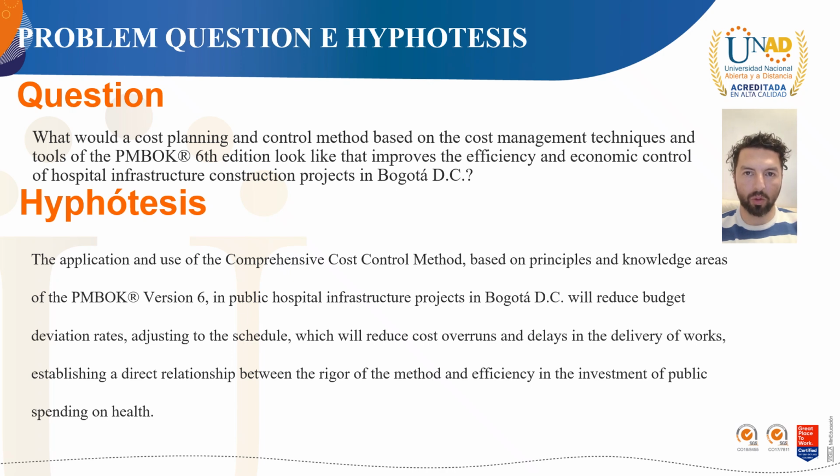The research question. How would a cost planning and control method based on the techniques and tools of the PMBOK 6th edition improve the efficiency and economic control of hospital infrastructure construction projects in Bogota, D.C.?